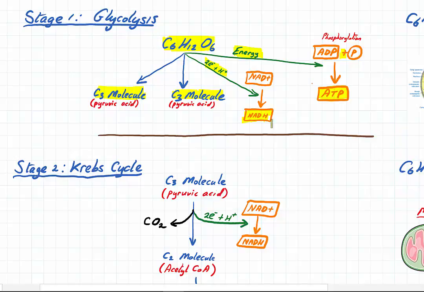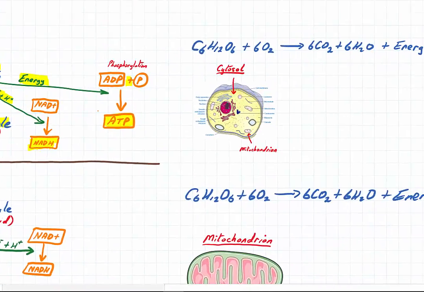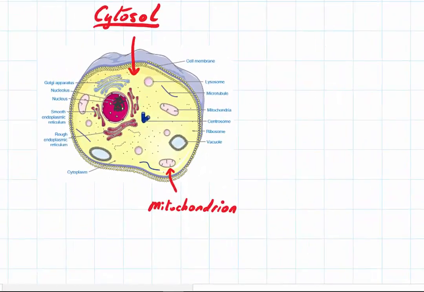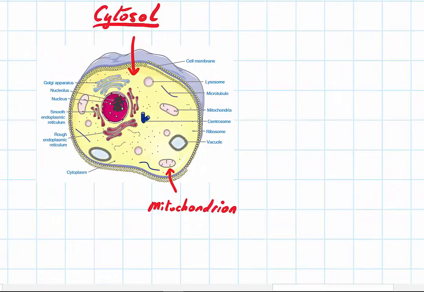Now, we also need to mention location, of course. Where does all this happen in the cell? It happens, you can see here, in an area called the cytosol. And the cytosol is this area here in between, the yellow area here in the cell, in between the organelles.